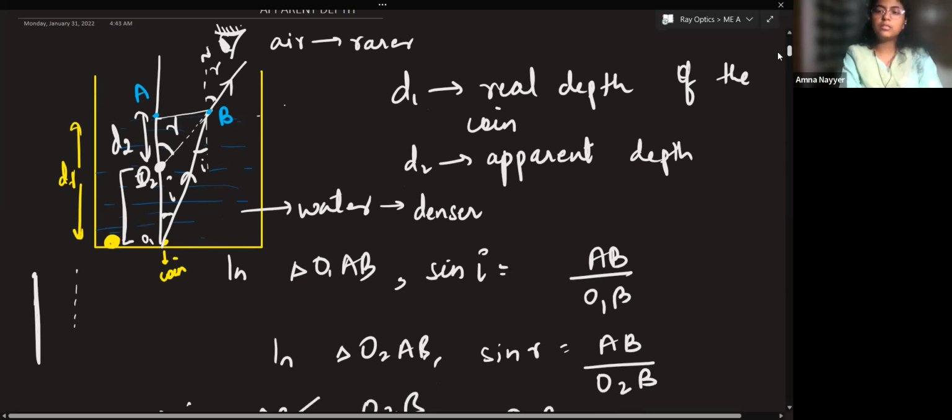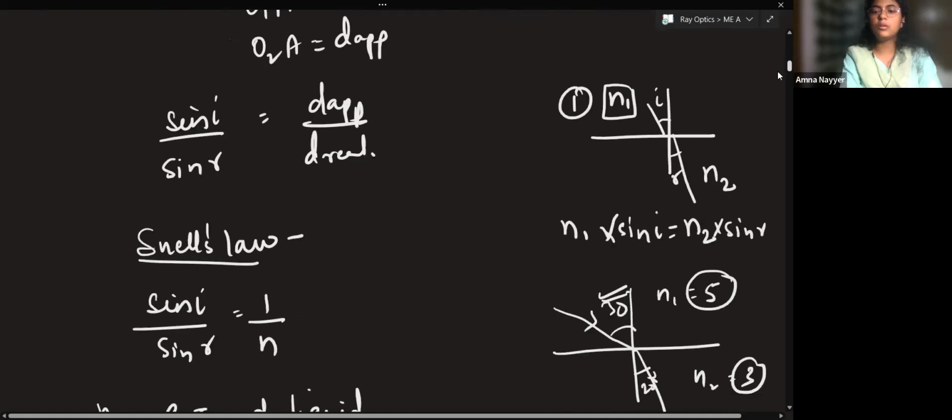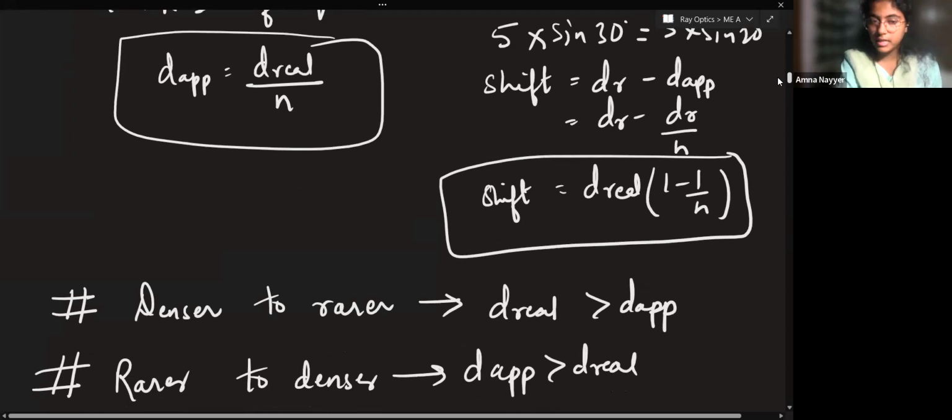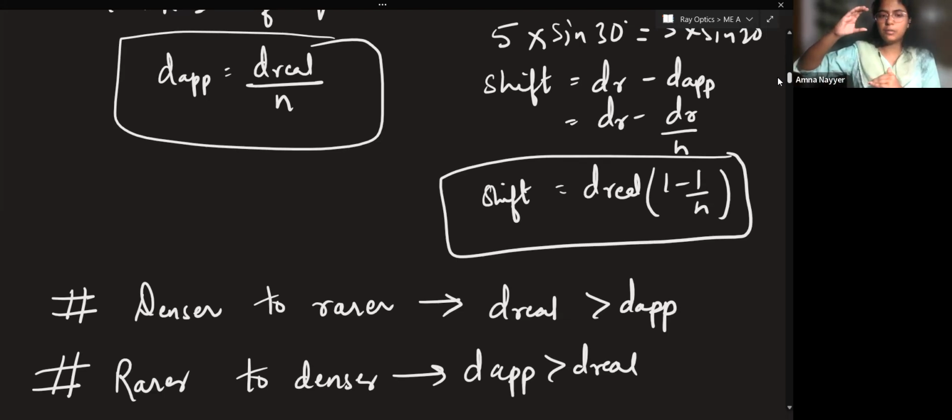So based on this, we did the derivation and we came to the conclusion that apparent depth is real depth divided by the refractive index. And if the light rays enter from denser to rarer, real depth becomes greater than apparent depth. It means the object appears to you at a shallower distance. If it is from rarer to denser, then apparent depth becomes greater. It means actually the object is at a smaller distance, but you are able to see it beneath. So this was what we had discussed already. Shift's final formula also we did. That was the difference between the real depth and apparent depth. So this much we had completed.